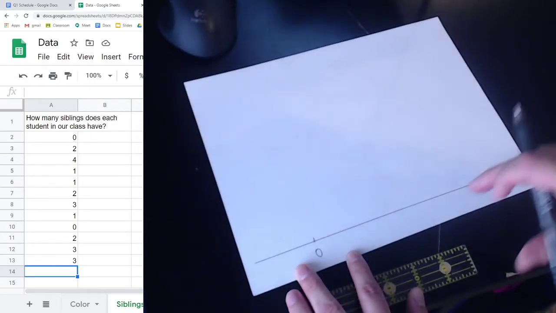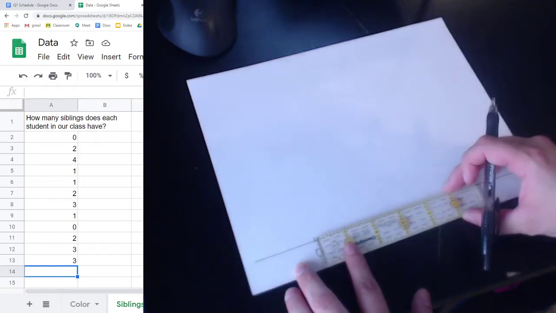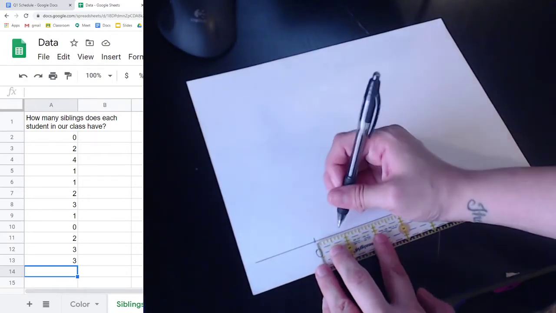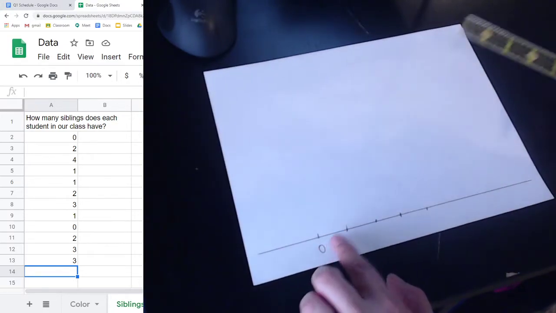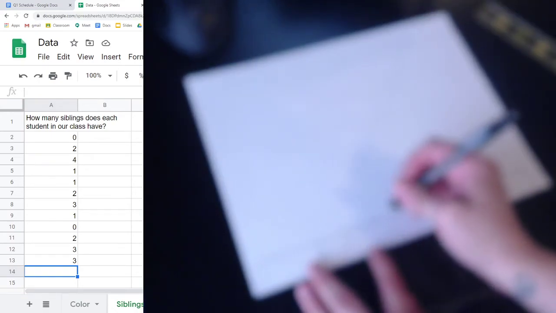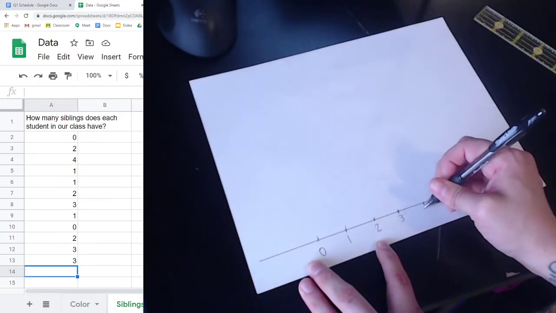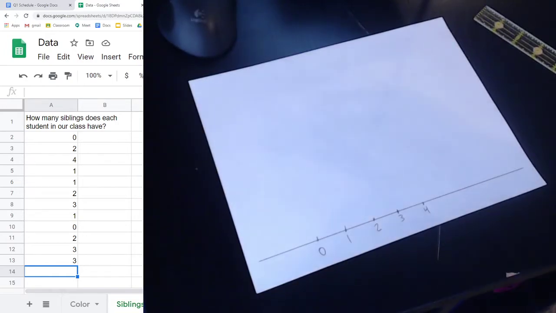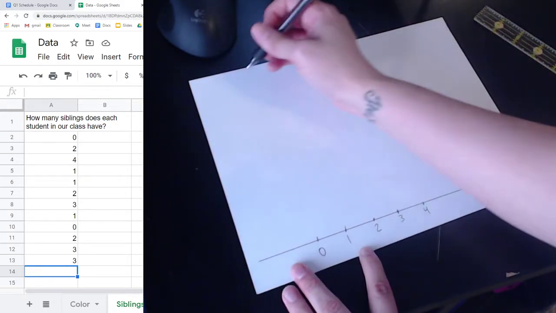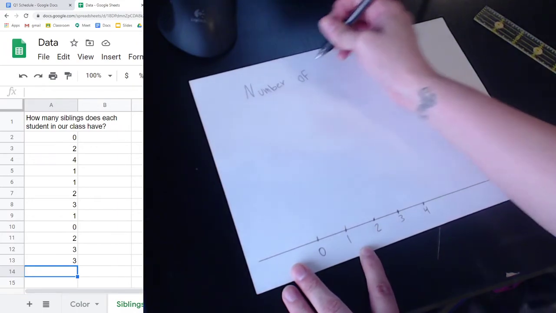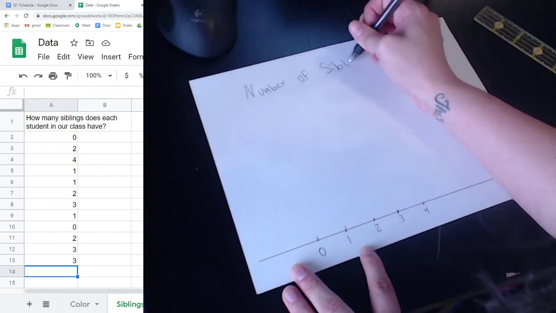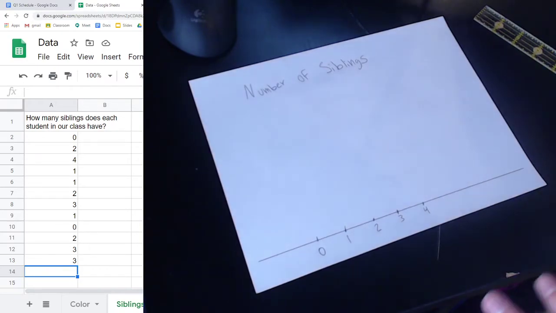And it looks like my biggest number is 4. So then I'm going to count up to 4. 1, 2, 3, 4. And all my tick marks are equal distance away. So 1, 2, 3, 4. There's my horizontal axis. Now I need a title for my graph. So I'm going to call this Number of Siblings. And then now I'm ready to place my dots.